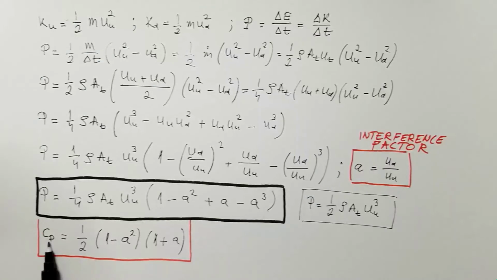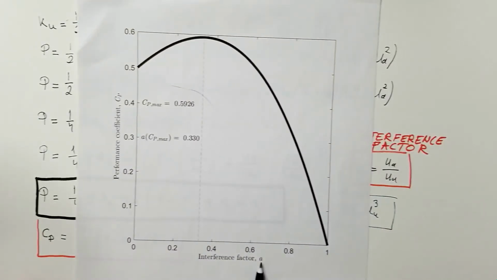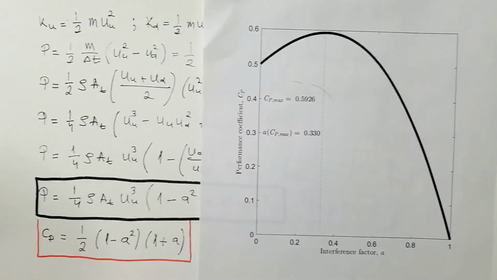This is power coefficient as a function of interference factor. And I can plot this functional dependency. And that's what I did right here. You can see here interference factor. Well, I can make it like this maybe, yes.